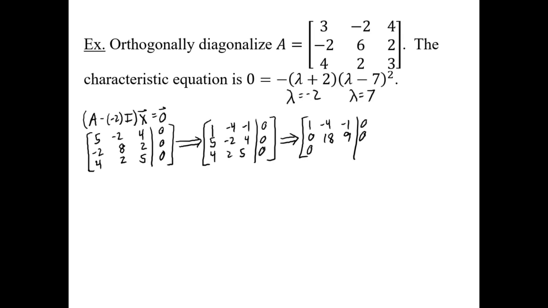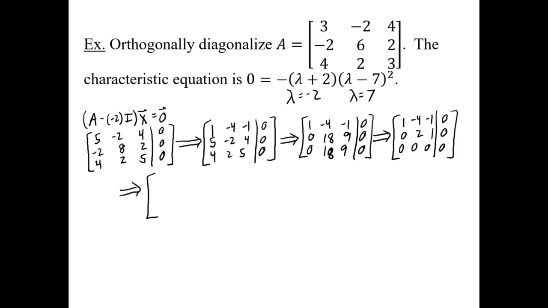I get 0, 18, 9, 0. Okay, that makes life easier. The bottom row becomes all zeros. Top row is 1, -4, -1, 0. And the middle row is going to be 0, 2, 1, 0, divided everything by 9, excuse me, because I need this to become reduced echelon form. So now the middle row is fine.